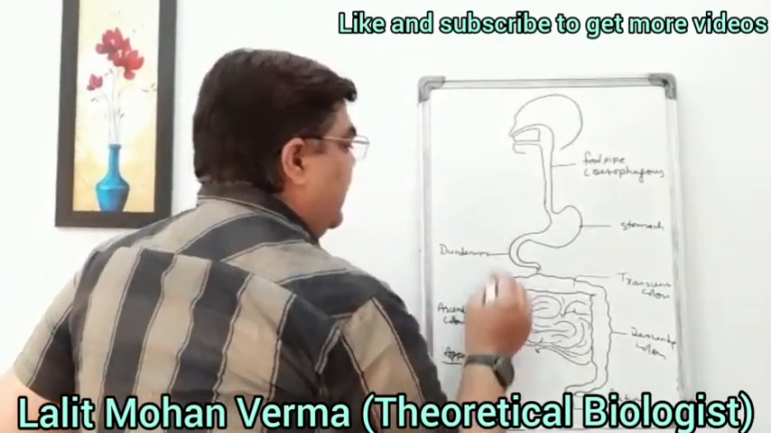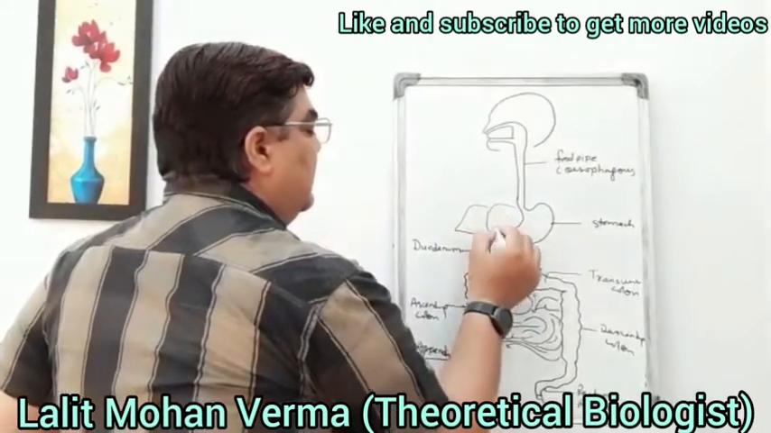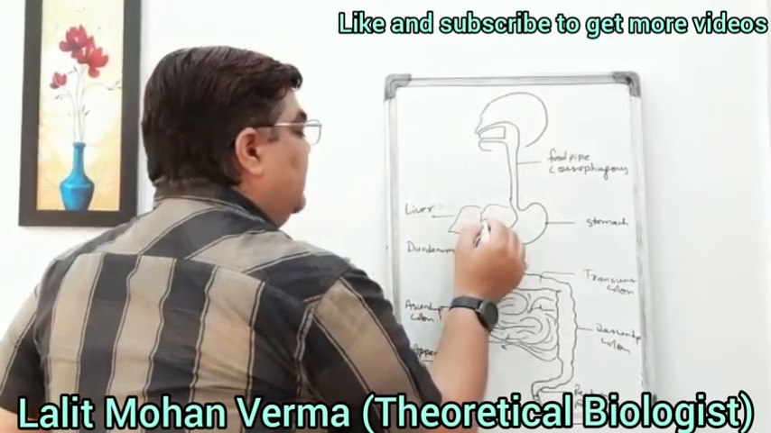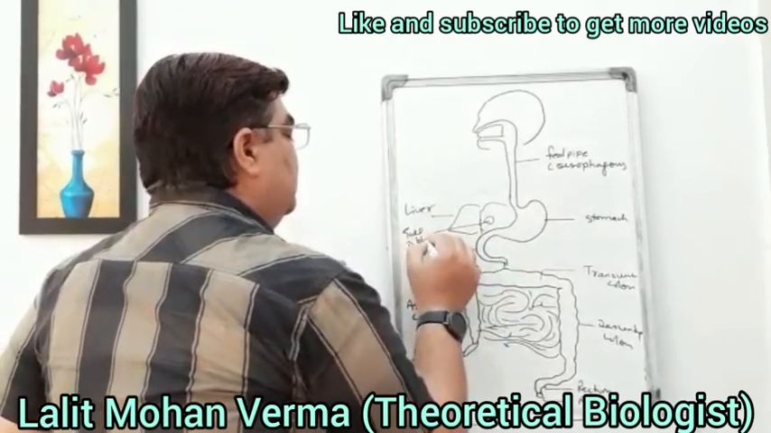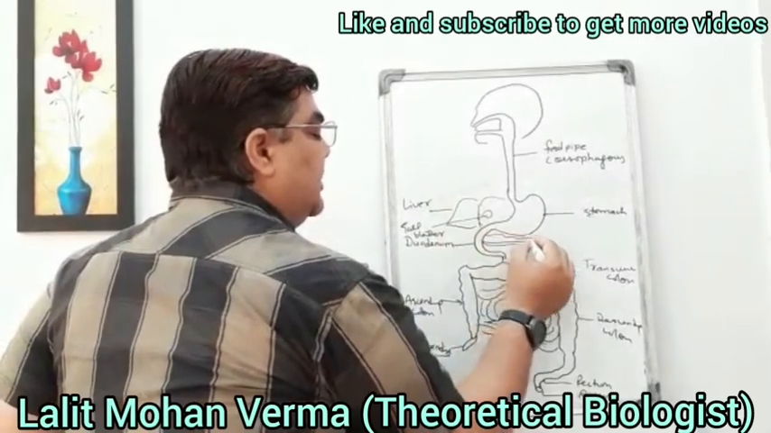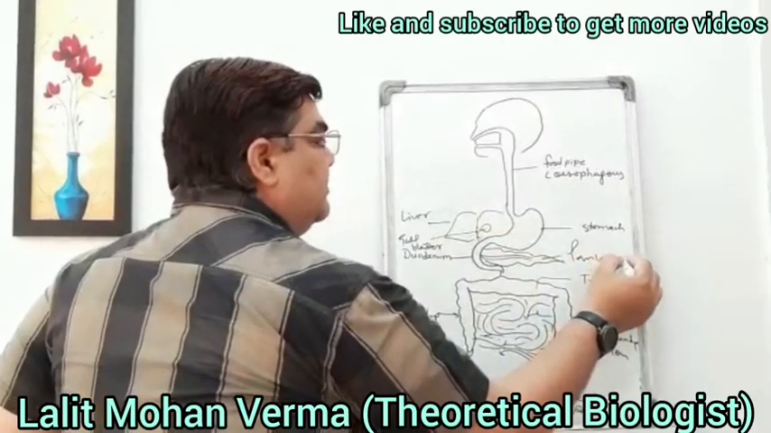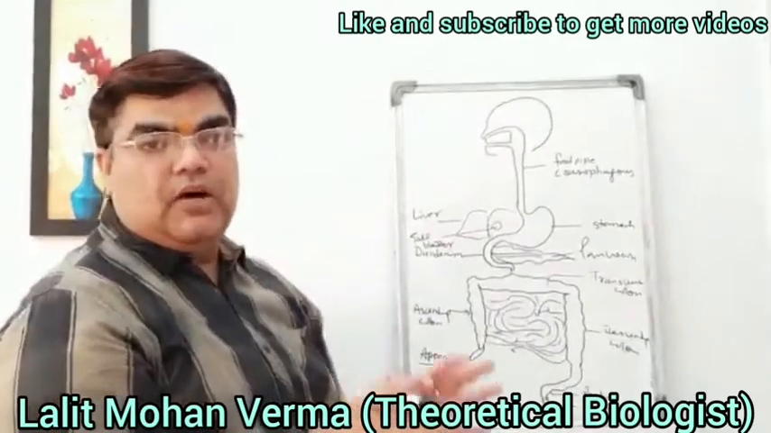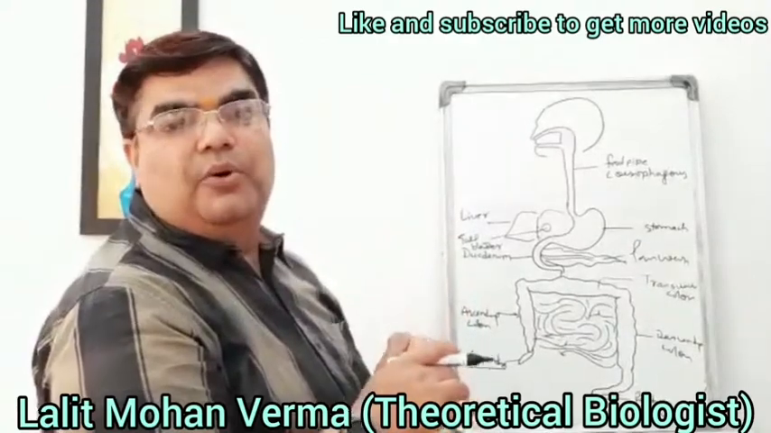One more thing is to be added here, that is the liver. This is the liver, and here this one is the gallbladder, and here a leaf-like structure that is called the pancreas. So this is all about how to draw the alimentary canal of the human being. Now I think it is very clear to you, and you can have a practice session at home.